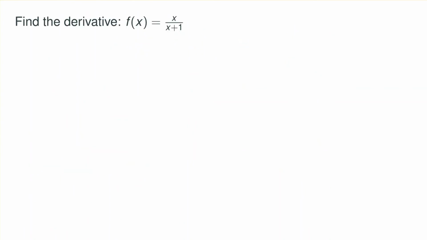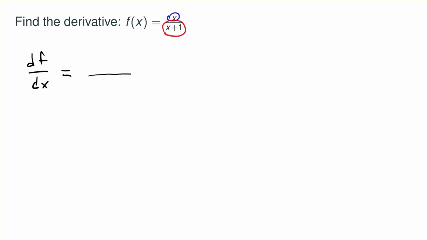Find the derivative of x over x plus 1. So here we have to use quotient rule. So when I take the derivative, we can think of this as the numerator function and this as the denominator function, right? Or top and bottom function.